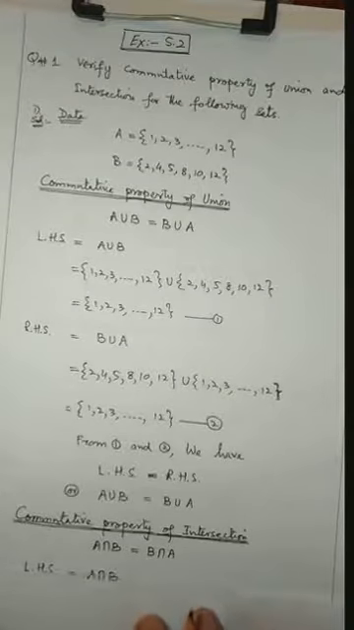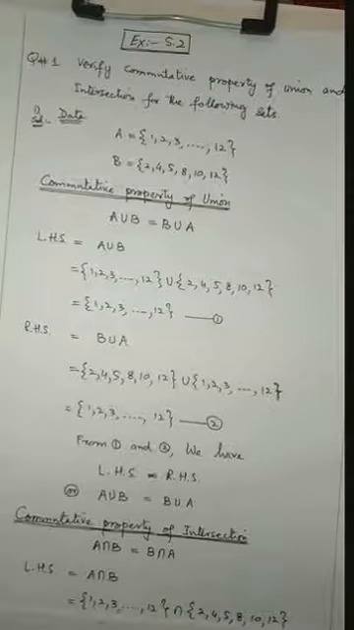Now, first of all, the left hand side, which is A intersection B. Now, putting the value of set A, which is 1, 2, 3 up to 12, and then set B, which is 2, 4, 5, 8, 10, 12. Now, the common elements, which are 2, 4, 5, 8, 10, and 12.